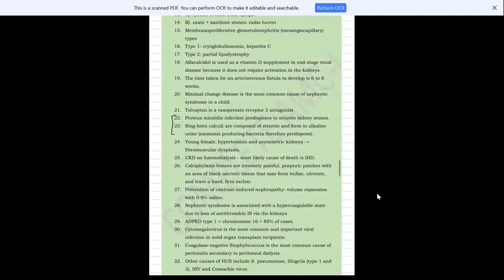Can you adjust the screen? I can't. I can't see number 13.